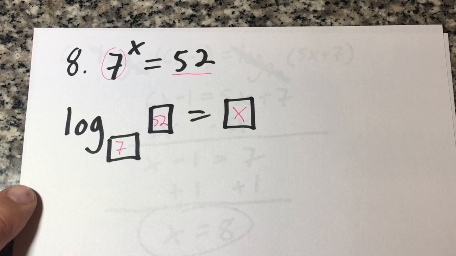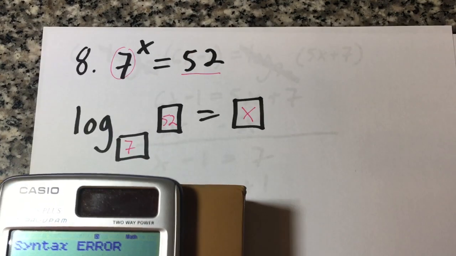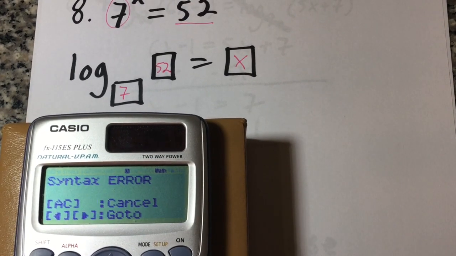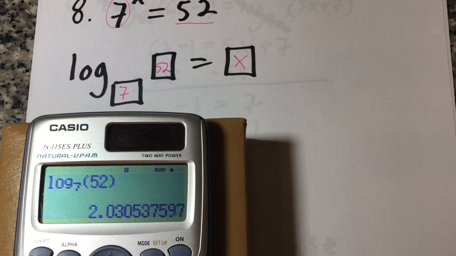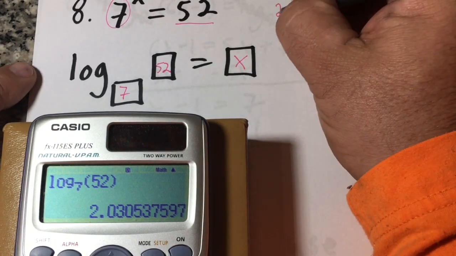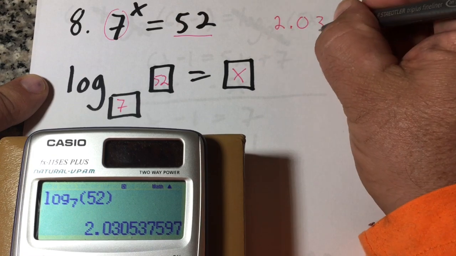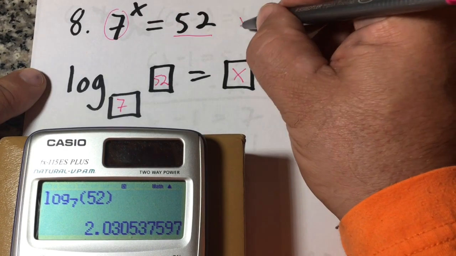So I'm going to type in log base 7 of 52 and see what I get. Again, my guess is probably pretty good. It's going to be like 2.2. Log base 7, right arrow, 52, 2.0305. My guess is a little too high. So that's what x equals.